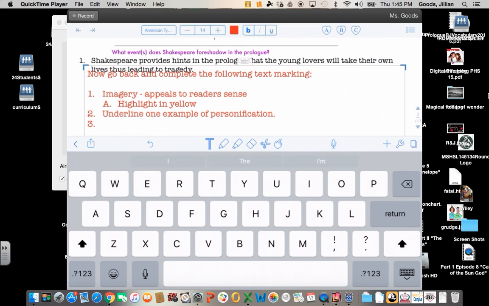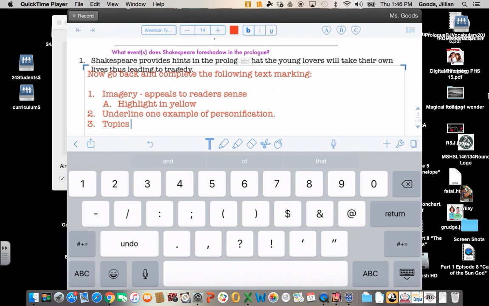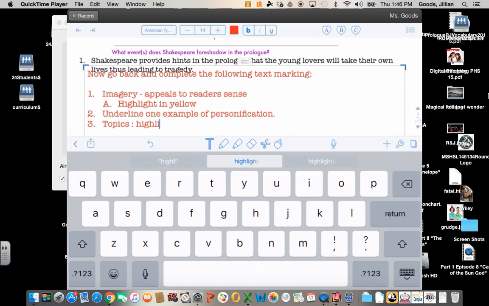Third, we're going to go back and think about some of the topics we're tracking. There are 4 main topics that we're looking at within the play. We're looking at social conflict, courtly love, the idea of fate, and the role of the confidant. Shakespeare hints at some of these things in his prologue. So there are 2 topics I want you to look at, and I want you to highlight examples of these in pink. I want you to look for examples of fate and courtly love. If you need to look back at your notes on this, please do. They're in your strategies for understanding Shakespeare notes from the end of last trimester.